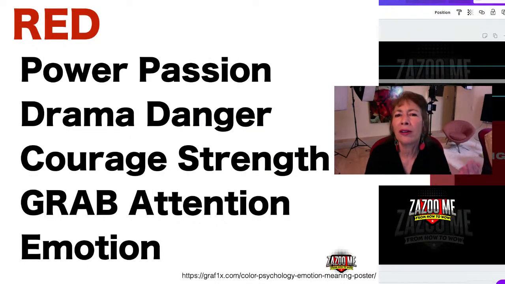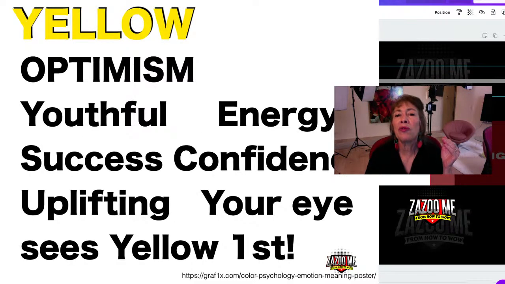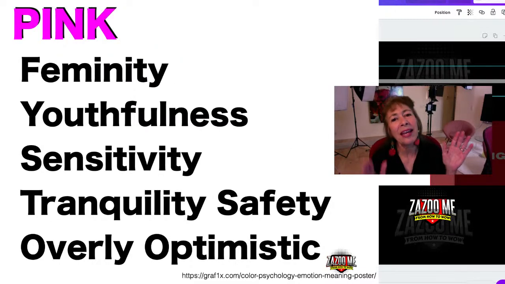And then what do colors signify? So for example, red is the color of power and passion and drama and courage and strength. It grabs your attention, so that would be a reason to use red. Orange would be a reason for encouragement or joy or happiness. If you were using yellow, which again, I strongly suggest you use in small doses because it is very visible, it's for optimism, it's uplifting, it's the color that your eye sees on a screen first. Pink is the color of youthfulness and sensitivity and safety.